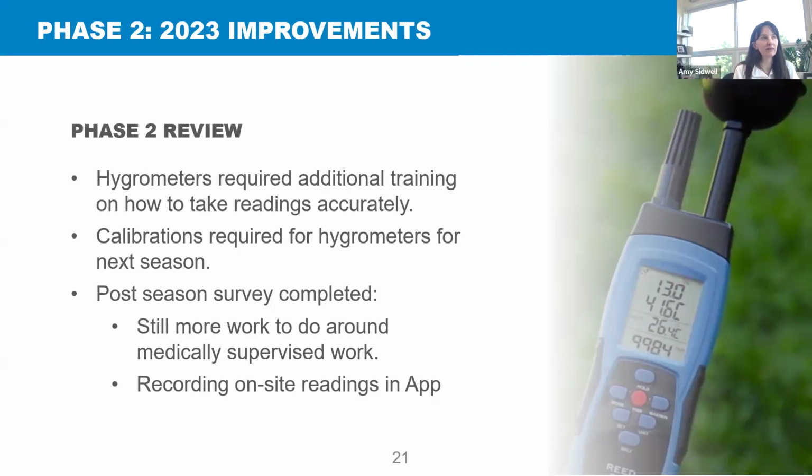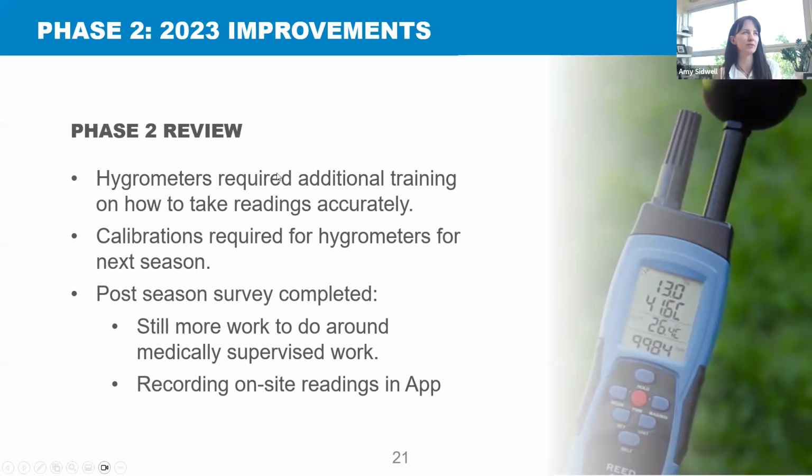Also, we realized that some of the hygrometers had not been calibrated, so we had to send them out for calibration for this season. And there's a different calibration for wet bulb globe thermometer hygrometers, if you're using that functionality, as opposed to if you're doing the humidex. That was kind of an interesting note for us as well. And then we still have more work to do around medically supervised work. We didn't have to do any shutdowns in 2023.